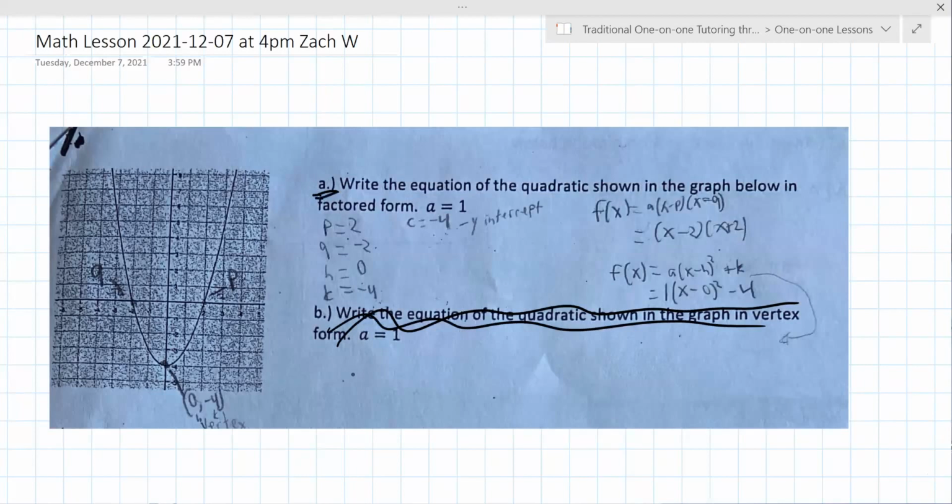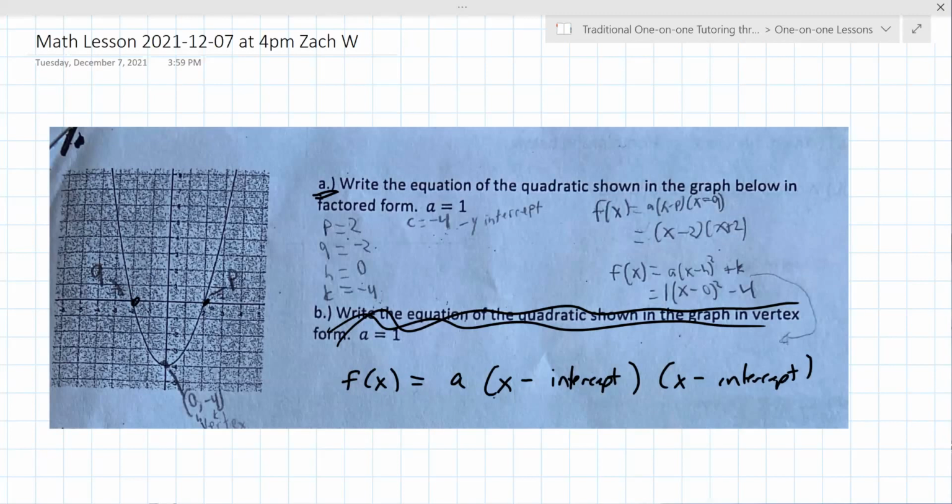So you write it in this form: f of x equals a times (x minus the intercept)(x minus the intercept). So we're talking about the x-intercepts. You have them written here as P and Q, which is fine. I think the word is more helpful, but that's okay. So this one on the right here is x minus 2. P is 2. That's what you wrote here. And then it's x minus a minus 2 because Q is 2. And then it tells you that A is 1.